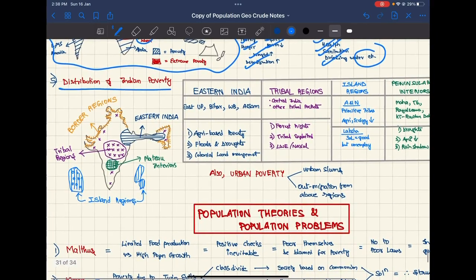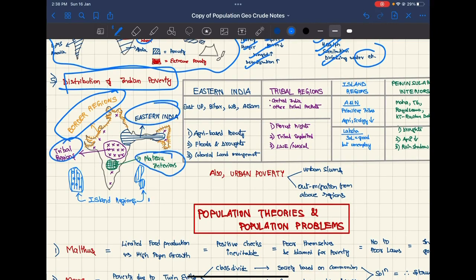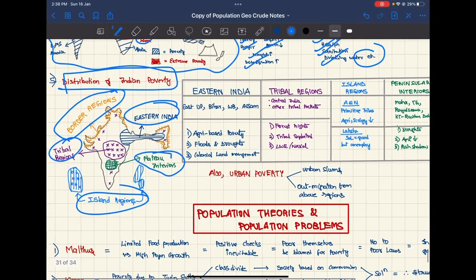Coming to distribution of Indian poverty, we have five main pockets, which are Eastern India, border regions, tribal regions, plateau interiors, and island regions. Eastern India consists of Eastern UP, Bihar, West Bengal, and Assam. They have issues like agri-based poverty, floods and droughts, and poor colonial land management. And in tribal regions, there are many pockets, but the biggest pocket is in central India. They have issues like forest rights, Naxalism, and tribal exploitation.